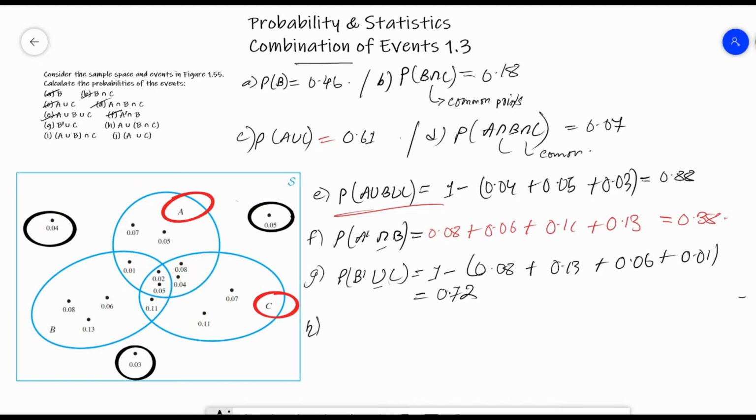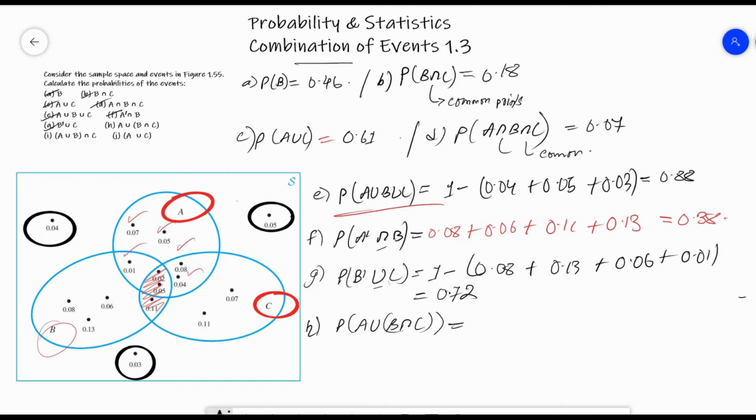Now in number H, we are asked to find out the probability of A union B intersection C. So in this one, we can notice that we'll have to take the common elements between B and C. So this one is B and this one is C. The common elements are these, and we have to take all the elements from A. So we have this one, this one, this one, this one, and this one. So we add them up together.